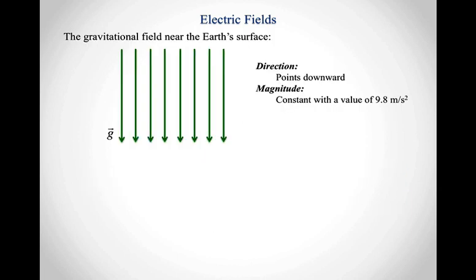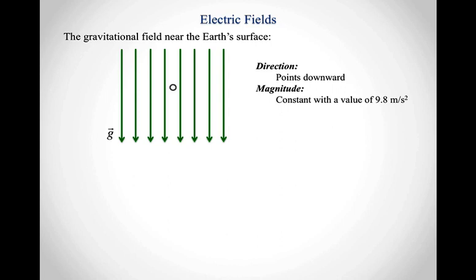Let's start by talking about the field that you know best, which happens to be the gravitational field near the Earth's surface. It points downward. Its magnitude is constant. It has a value of 9.8 meters per second squared. So when we've talked about the Earth's gravitational acceleration, it has units of acceleration, but that's another way of talking about the Earth's gravitational field.